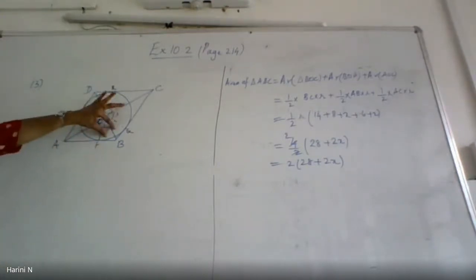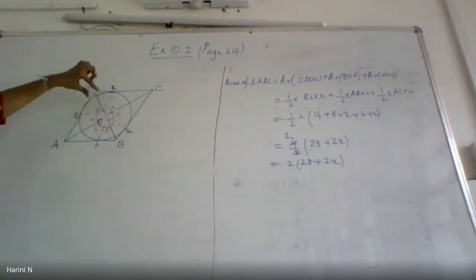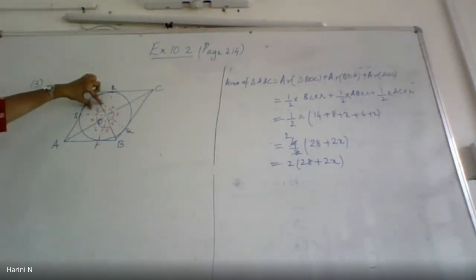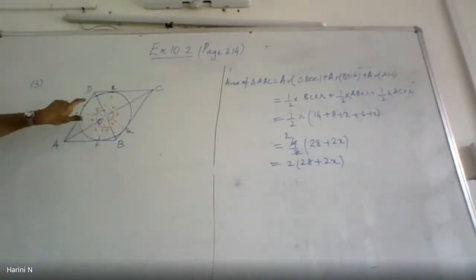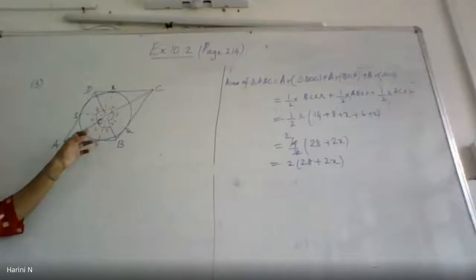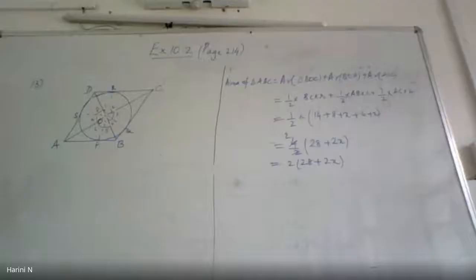So when all these pairs have become equal, if 7 and 6 are equal, 5 and 4 are equal, 2 and 3 are equal, 1 and 8 are equal, what can I say? Angle 1 plus 2 plus 3 plus 4 plus 5 plus 6 plus 7 plus 8 will be equal to 360 degrees. Why? Because angle around the point is 360 degrees.